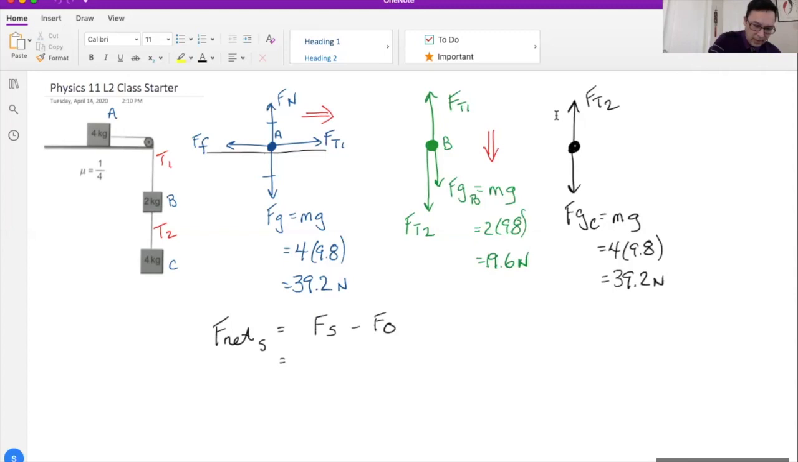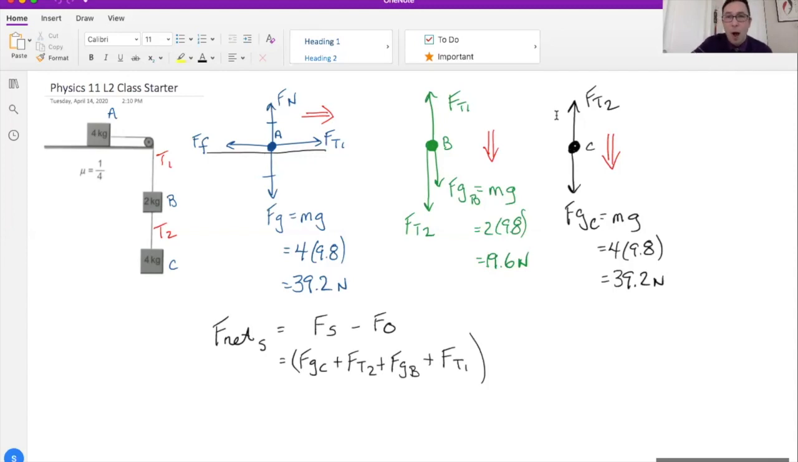And for object C, oh, I didn't label it C. Let's do that now. It's going to go down, and therefore, force of gravity C is supporting. So let's put those all as our supporting forces. So here we go, force of gravity C added to force of tension 2 plus force of gravity B plus force of tension 1. Those are the supporting forces.